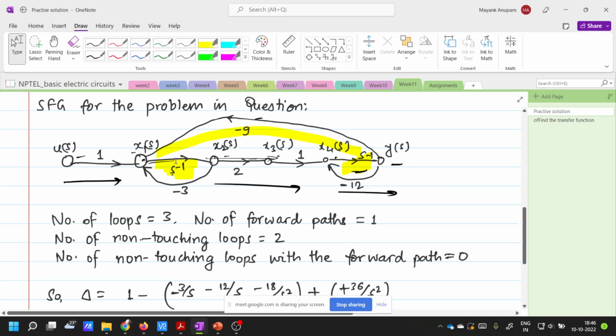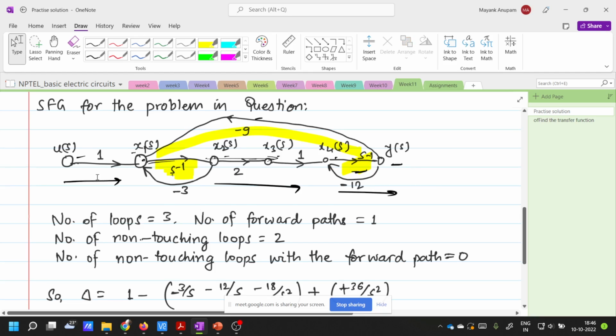So you have to first find out how many loops are there in this particular signal flow graph. There is this one loop here, x1 to x2 and back at x1. You see the arrows here. This goes here and then comes back here. This is one loop. You see this is another loop, x4 to y and then back to x4. Then there is another loop here, x1 to x2 to x3, x4, y, and then back to x1. Another loop. So these three are the three loops. So there are three loops in this case.